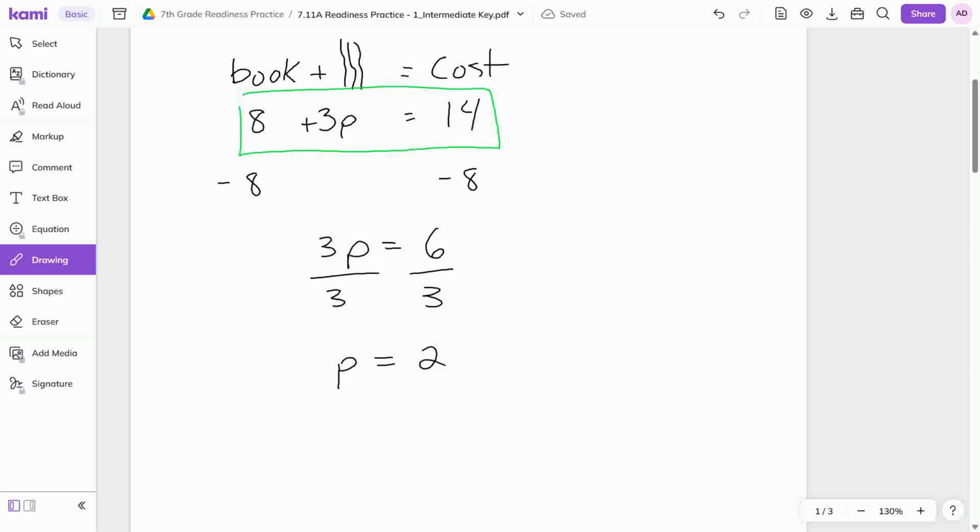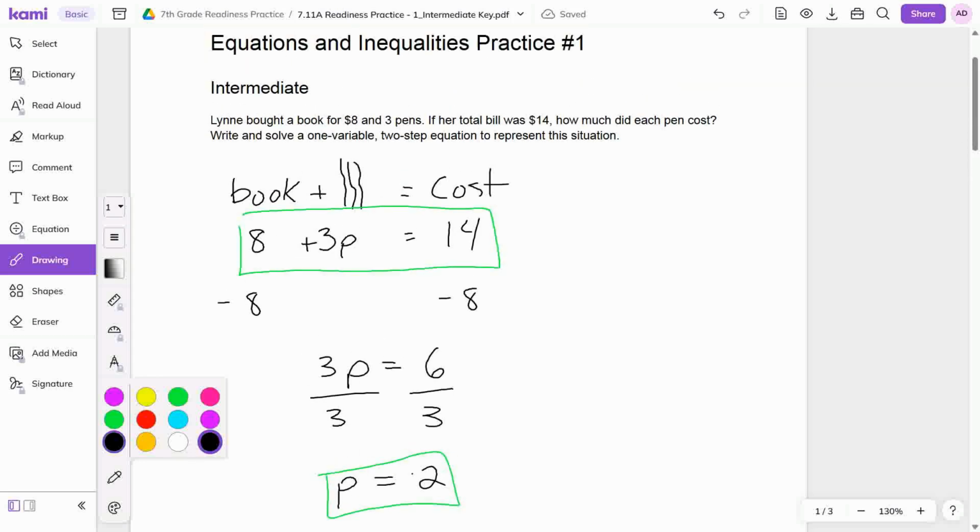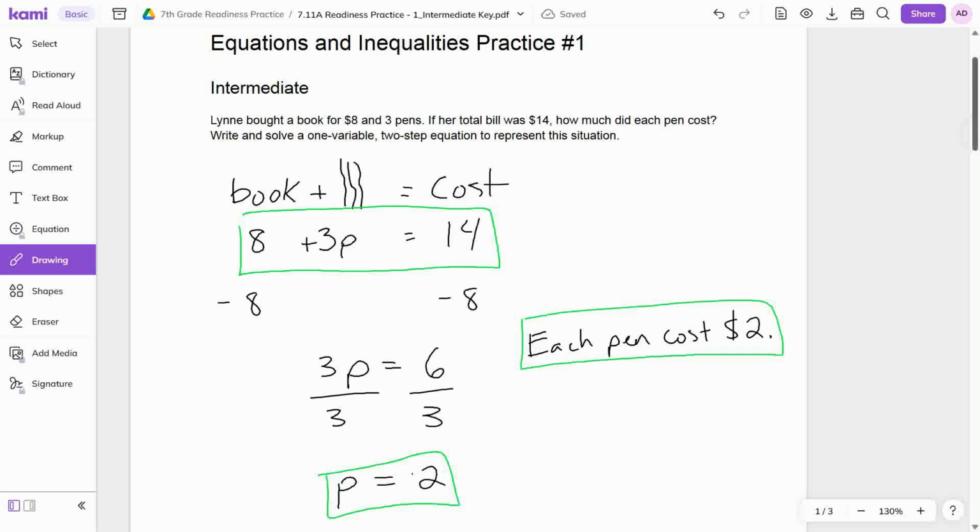All right, and so let's put a box around that. And then we'll go ahead and just put it back into the sentence here. And we'll say each pen cost, let's put the dollar sign back on because that's our unit, $2. So that is our first equation.